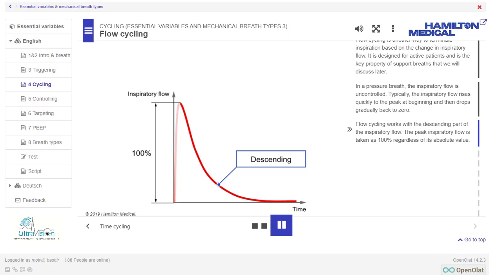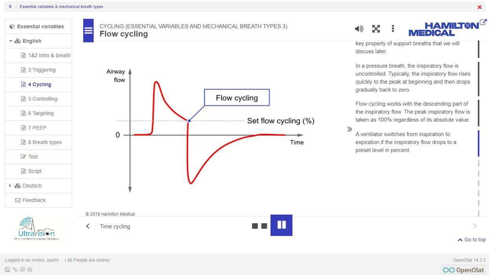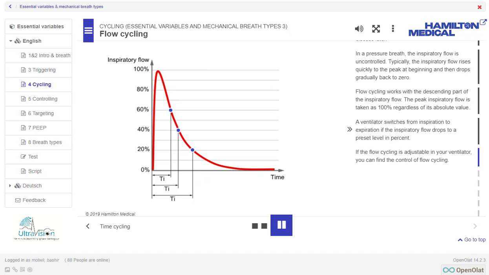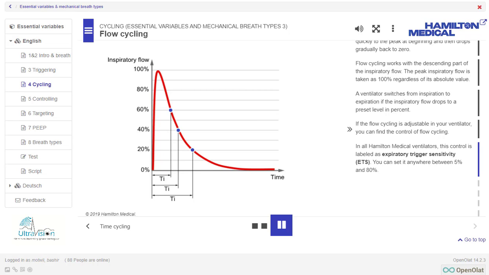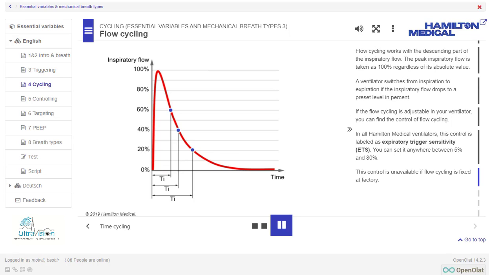The peak inspiratory flow is taken as 100% regardless of its absolute value. A ventilator switches from inspiration to expiration if the inspiratory flow drops to a preset level in percent. If the flow cycling is adjustable in your ventilator, you can find the control of flow cycling. In all Hamilton medical ventilators, this control is labeled as expiratory trigger sensitivity, ETS. You can set it anywhere between 5% and 80%. This control is unavailable if flow cycling is fixed at the factory.